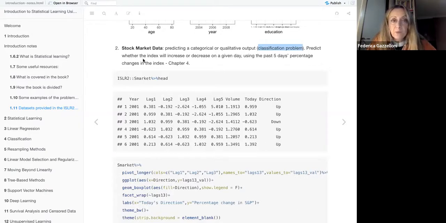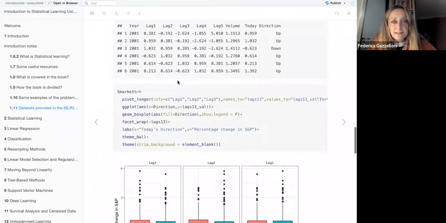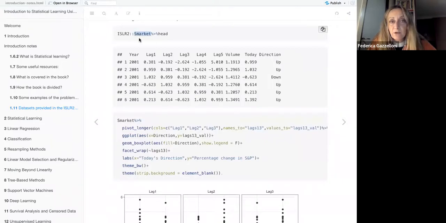And so we want to predict whether the index will increase or decrease on a given day. And we see that the dataset is called SMARKET, and we have the year and the different lags, like one day, 2 days, 3 days before, and then the volume, and the values for the present day, and then the outcome we want to predict, to see if it will go up or down.